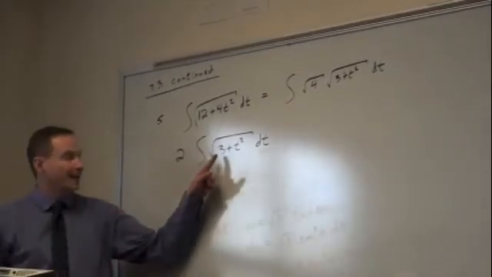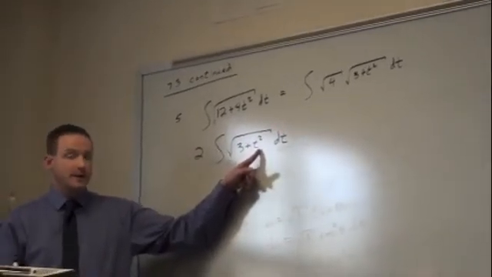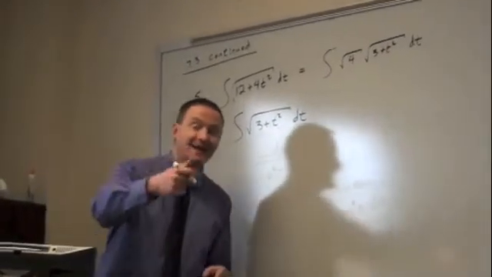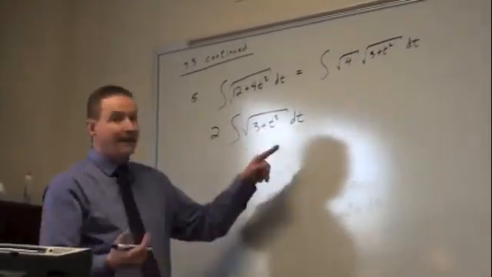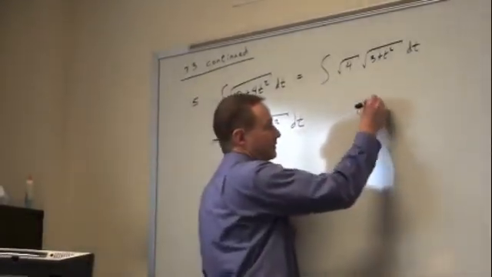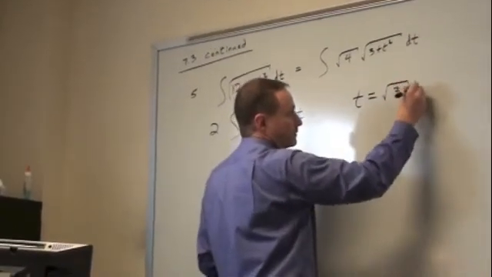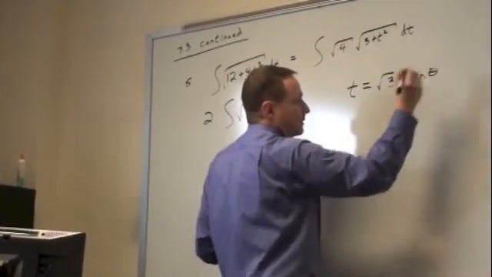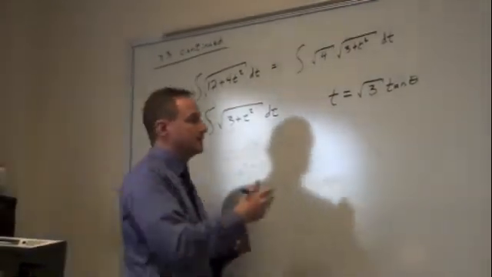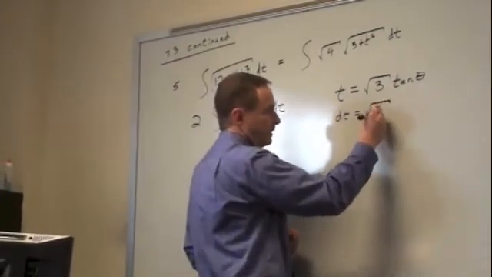This is in the form a squared plus a variable squared. Every single solitary time you see a squared plus a variable squared, it's going to be a tangent theta. I can't let x equal a tangent. It's t equals a tangent theta. So a is again the square root of 3, t equals the square root of 3 tangent theta. So dt is again the square root of 3 secant squared theta d theta.